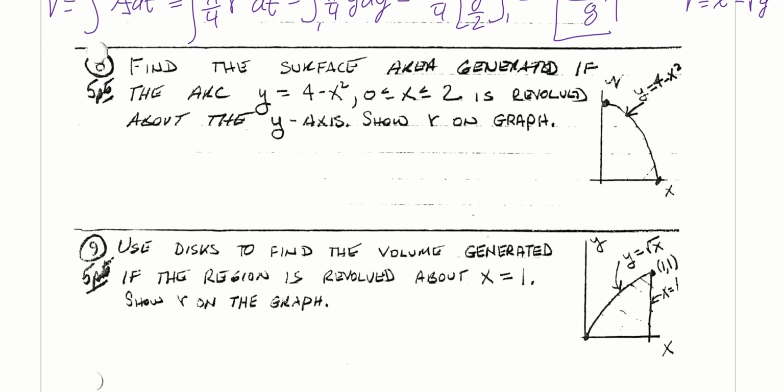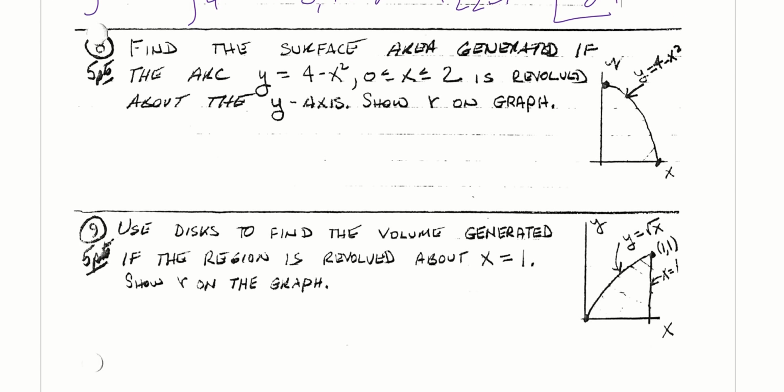All right, so this next one we have: find the surface area generated if the arc y equals 4 minus x squared from 0 to 2 is revolved about the y-axis. Show r on the graph. All right, so on this one we need to go ahead and figure out our surface area equation.